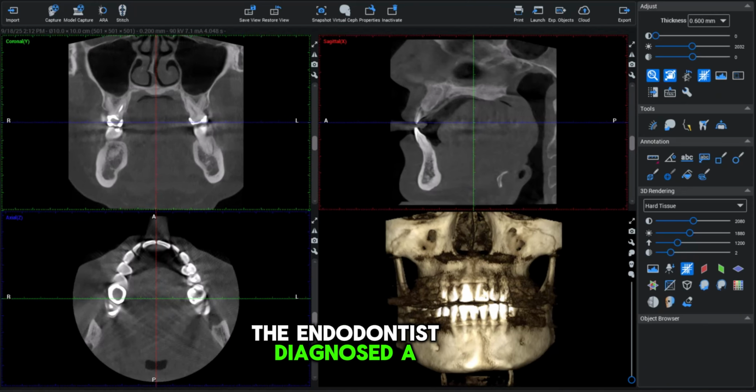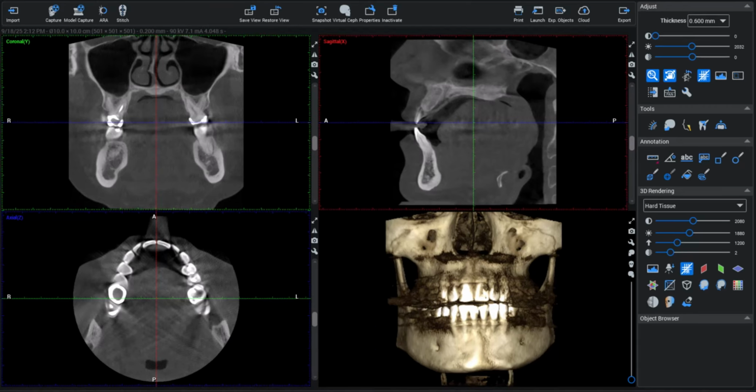The endodontist diagnosed a vertical root fracture, and he would like to retreat tooth number 21, which has a history of root canal therapy. But seeing his diagnosis, I went back and looked at the scans, and it's more clear to me now that there is a vertical root fracture, and I'd like to show you how I visualize that. So I am in Explorer view.